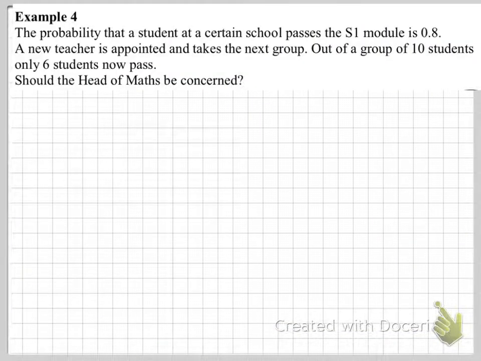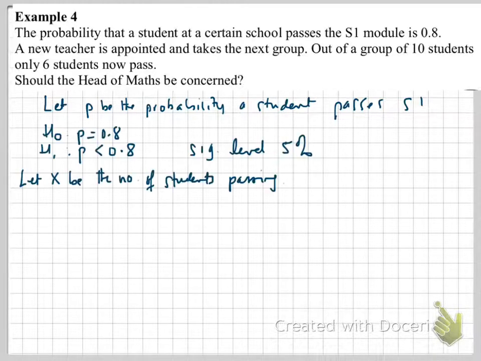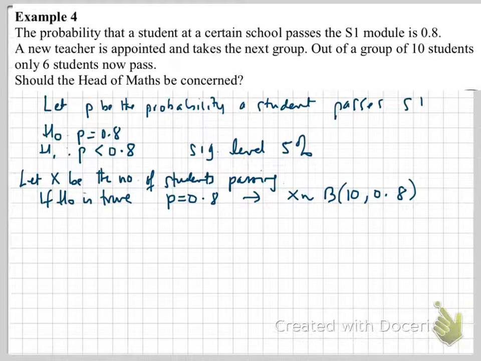Right, let's visit this example again, and it's a case where 6 people pass. There's a probability of 0.8 of passing. 6 out of 10 students pass. Should the head of maths be concerned? So in this example, which we've met before, we'll define P to be the probability students pass. Obviously set up a null and alternative hypothesis and define X to be the number of students passing, and we have a binomial distribution, n equals 10 and P is 0.8.